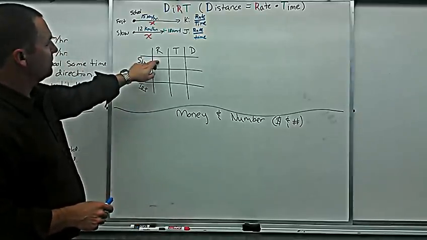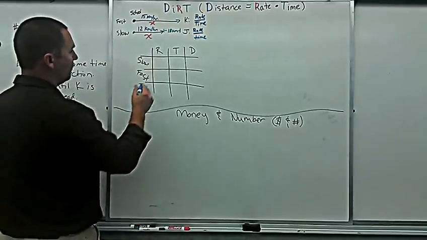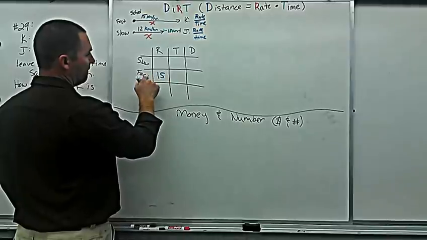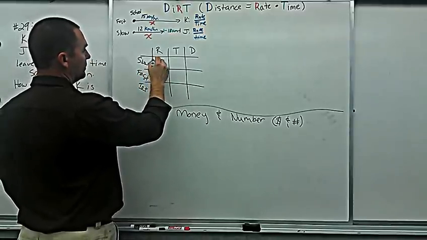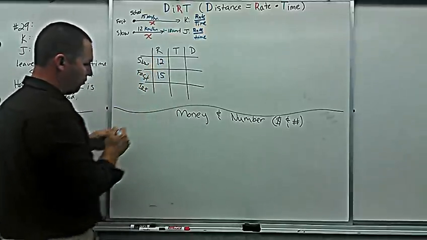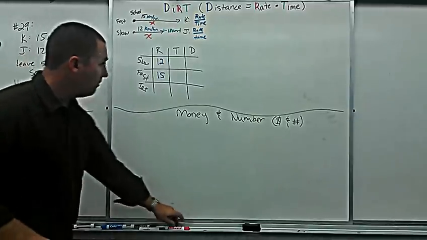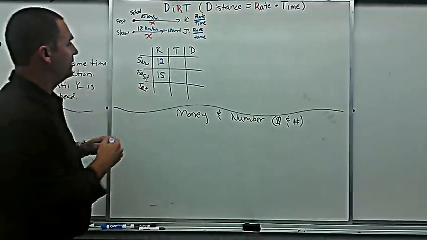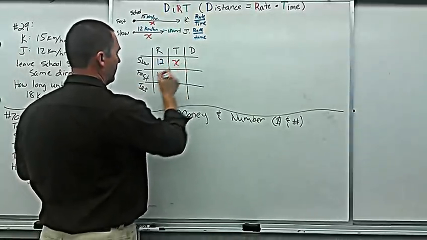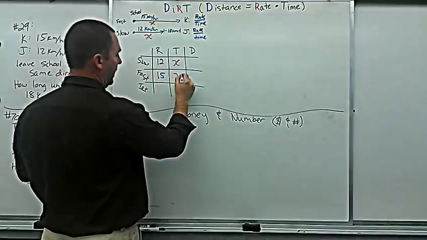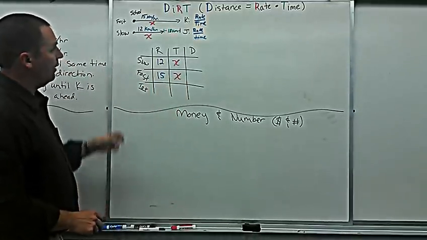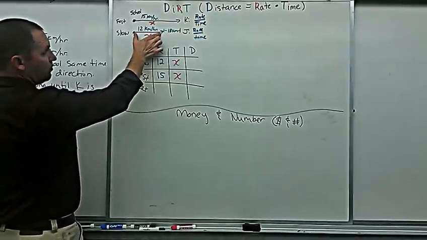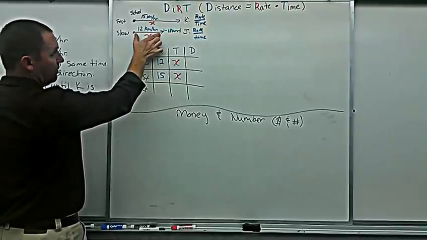Okay, let's go ahead and fill in what we know. So I know my rates. My rate is 15 for the fast, so that goes in the fast rate column. I know 12 for the slow, so that goes in my slow rate column. I know that my slow time is x, and my fast time is x. So now I can figure out how far this one went.